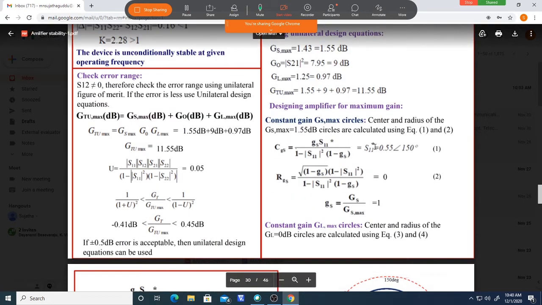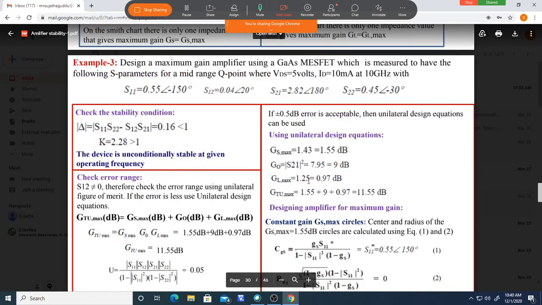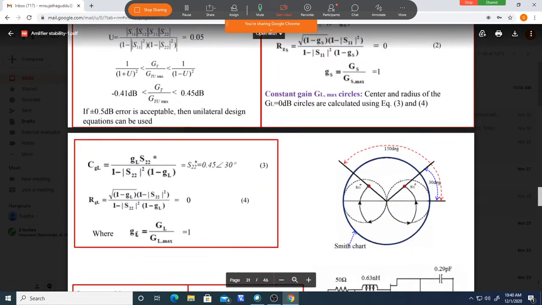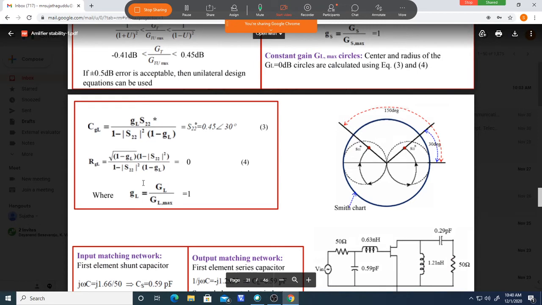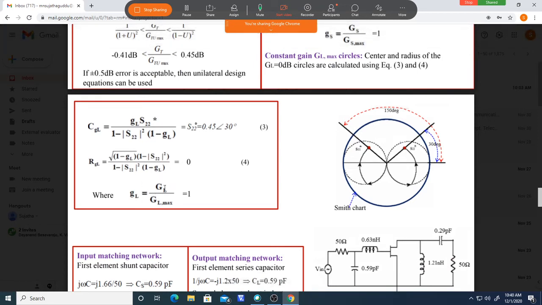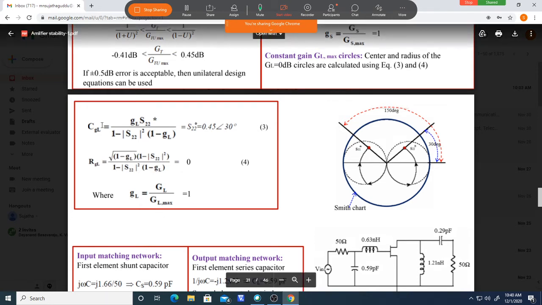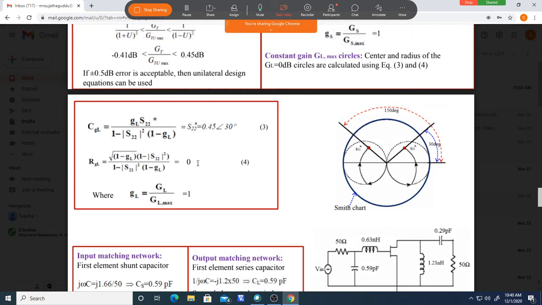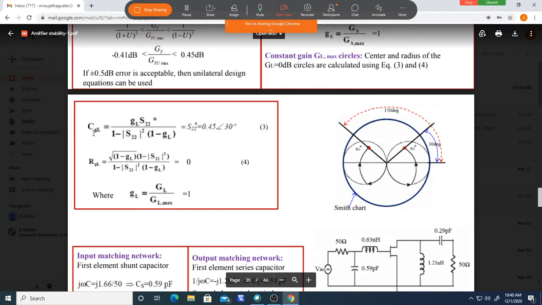Similarly, to get GL maximum, here also, see what is the required value, GL maximum itself. So this becomes 1 here. Okay, center and radius you calculate. Center is this and radius is this. So center becomes S22 complex conjugate. Radius is 0, so there is no output circle. It becomes a point now. That is the center. You mark the center.